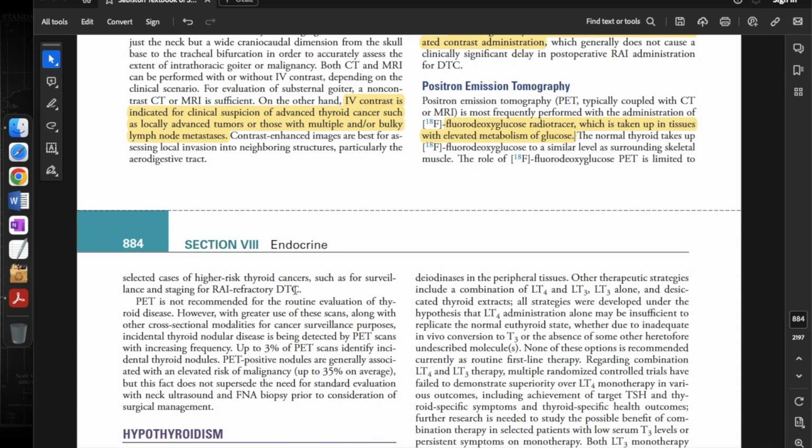However, with greater use of these scans along with other cross-sectional modalities for cancer surveillance purposes, incidental thyroid nodular disease is being detected by PET scans with increasing frequency. Up to 3% of PET scans identify incidental thyroid nodules. PET-positive nodules are generally associated with an elevated risk of malignancy, up to 35% on average. But this fact does not supersede the need for a standard evaluation with neck ultrasound and FNA biopsy prior to consideration of surgical management.